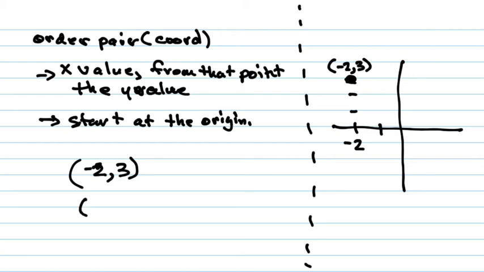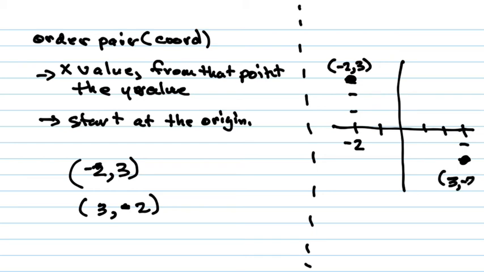So, say we have 3, -2. So what does that mean? Where do I begin? At the origin, right in the middle. My x value is what? Positive 3, which means go to the what? To the right, how many units? 3 units. Do I stop there? No. My y value is what? -2, so that's down 2, so that puts me right there.